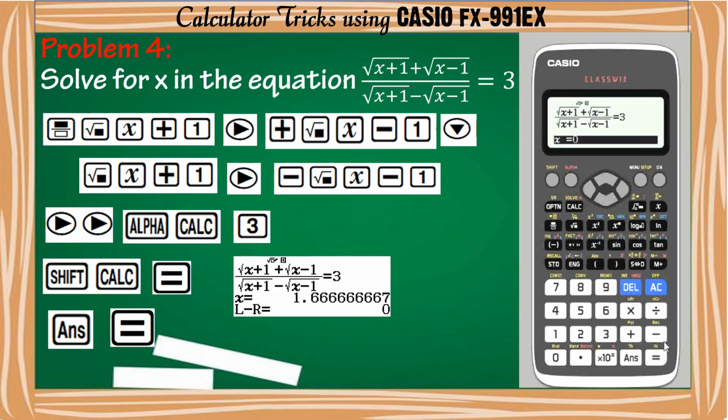To get the answer, we have shift calc, and the answer will be 1.6666. To get it in improper fractions, we have answer and then equals, which is 5 over 3. So, same po siya ng answer natin kanina, pero mahaba yung solution. Dito sa calculator, i-enter nyo lang po yung mga value o yung given.